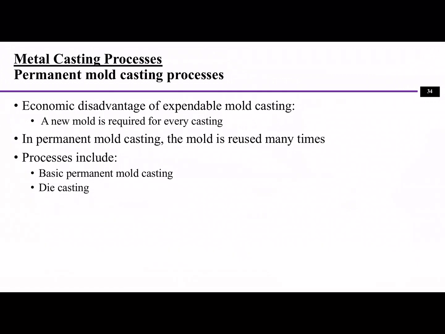Well, another major category of the metal casting process is the permanent mold casting process. For expandable mold castings, every time we are making a part, the pattern will be destroyed. But in permanent mold casting, the mold can be reused many times. It includes basic permanent mold casting and also die casting.